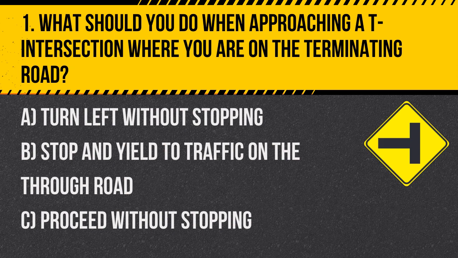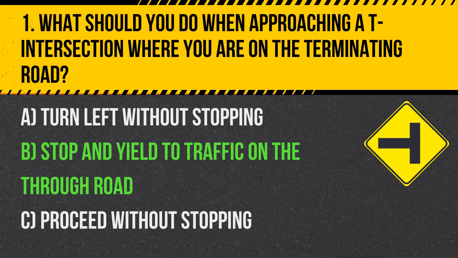Question 1. What should you do when approaching a T intersection where you are on the terminating road? A. Turn left without stopping. B. Stop and yield to traffic on the through road. C. Proceed without stopping. Answer. B. Stop and yield to traffic on the through road.